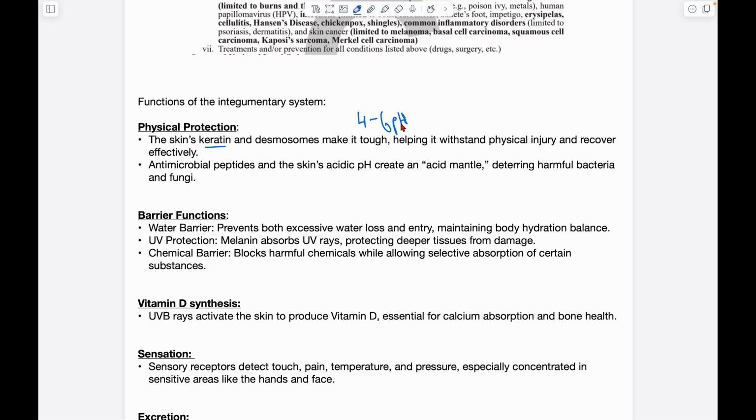The outside skin has these antimicrobial peptides. For example, one is dermcidin, and another one is called just defensins. And these are basically secreted by the skin, which create a sort of acid mantle, right? That discourages bacterial and fungal growth and therefore helps protect the skin.